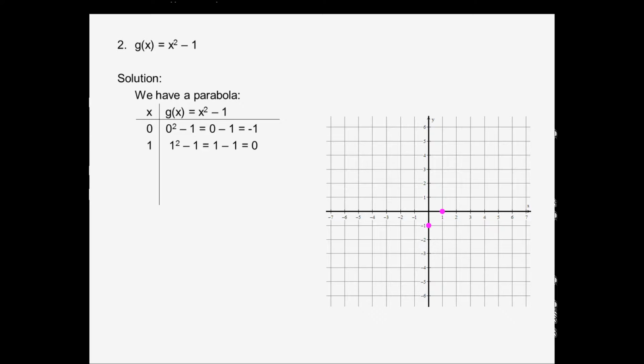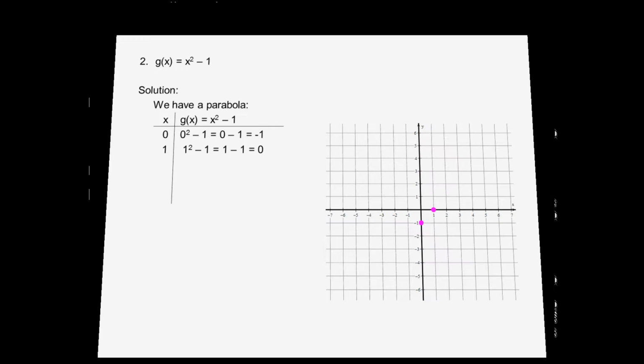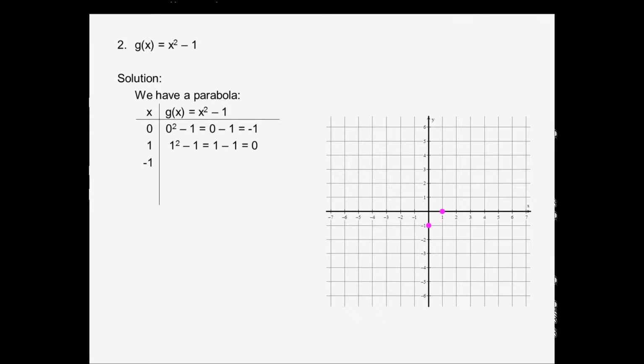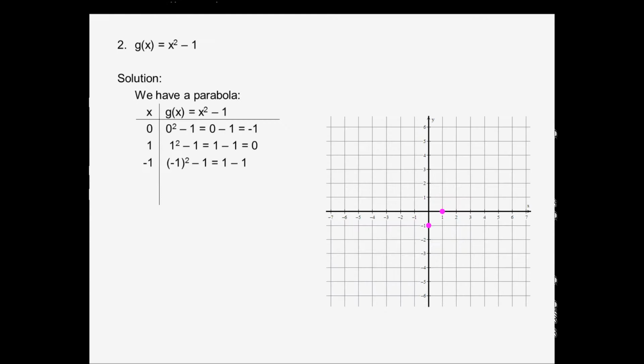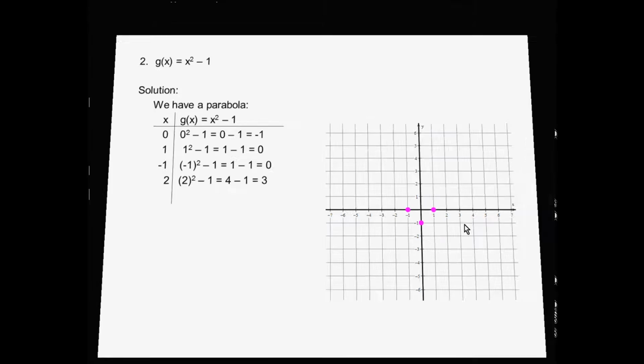You should pick some negatives. Keep them easy. Negative 1. I'll have negative 1 squared minus 1. Negative 1 squared is 1, so 1 minus 1, I get 0. Another x-intercept. So (negative 1, 0). Hopefully you see the parabola taking shape. But just for the fun of large numbers, let's do the 2's. So if x is 2, we'll have 2 squared minus 1, which is 4 minus 1, which equals 3. So (2, 3).